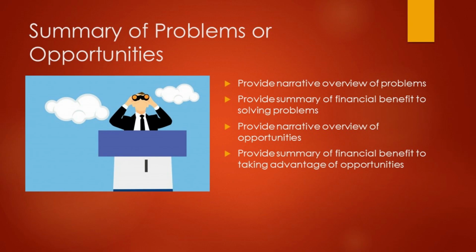Summary of problems or opportunities. The purpose of this section is to give a narrative overview of any problems that this project helps the business solve, or any opportunities this project helps the business take advantage of. You can also have both problems and opportunities associated with a project, and you can have multiple problems or opportunities associated with a project as well. For both problems and opportunities, you should give a narrative overview of the problem or opportunity and then a summary of the financial impact, positive or negative.